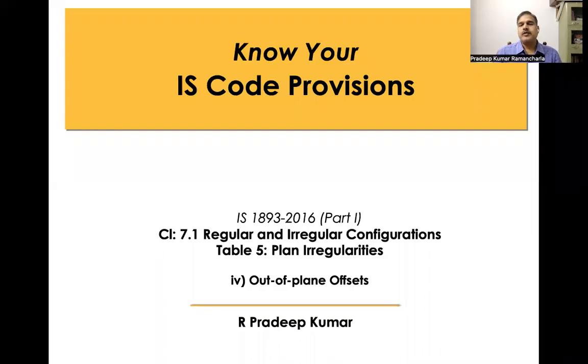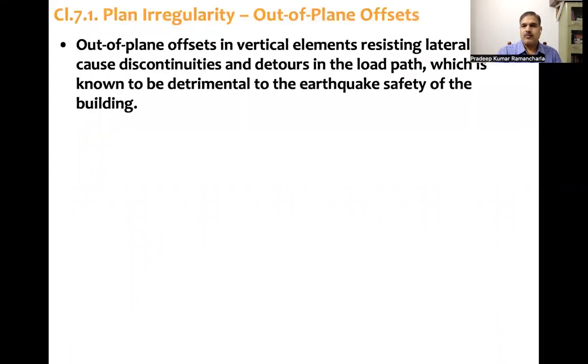That is Table number 5, plan irregularities, out of plane offset. What the code says is: out of plane offsets in vertical elements resisting lateral loads cause discontinuities and detours in the load path, which is known to be detrimental to the earthquake safety of the building. So how will it look?